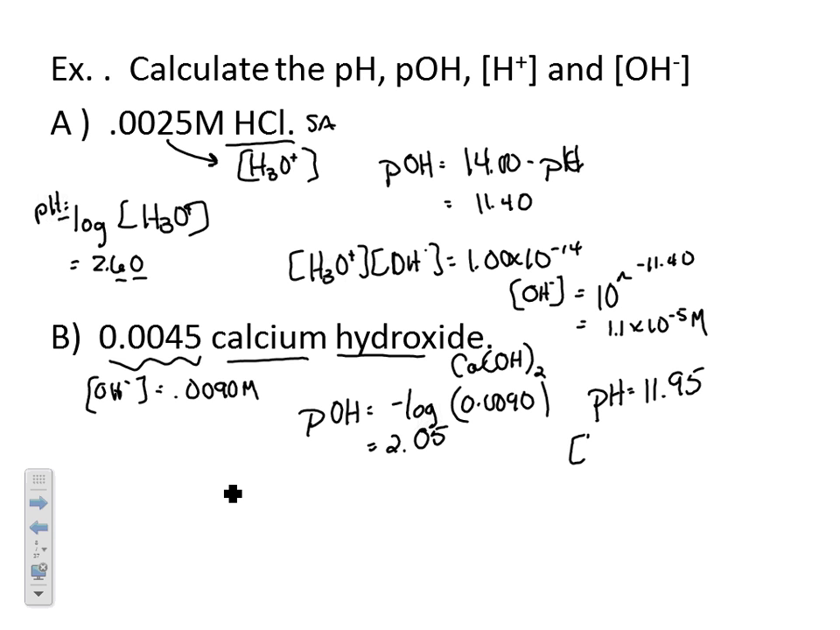And then the hydronium concentration, I'll solve this one the other way. If we're using the Kw for water, it is 1 times 10 to the negative 14 divided by 0.0090. And that's 1.1 times 10 to the negative 12.